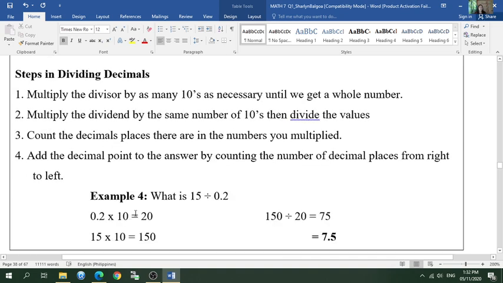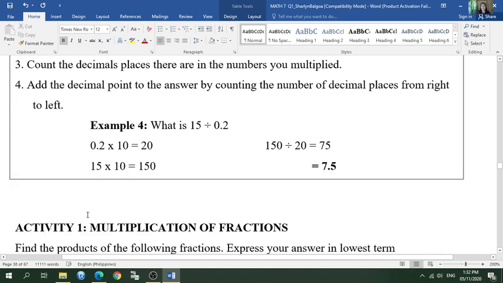Okay. Paano naman kaya kapag nasa dividing decimals tayo? Multiply the divisor by as many tenths as necessary until we get a whole number. Multiply the dividend by the same number of tenths, then divide the values. Count the decimal places there are in the numbers you multiply. Add the decimal point to the answer by counting the number of decimal places from right to left. Okay, kagaya halimbawa nito, 15 divided by 0.2. 0.2 times 10 is 2. And then 15 times 10 is what? 150. Kaya magiging 150 divided by 2.